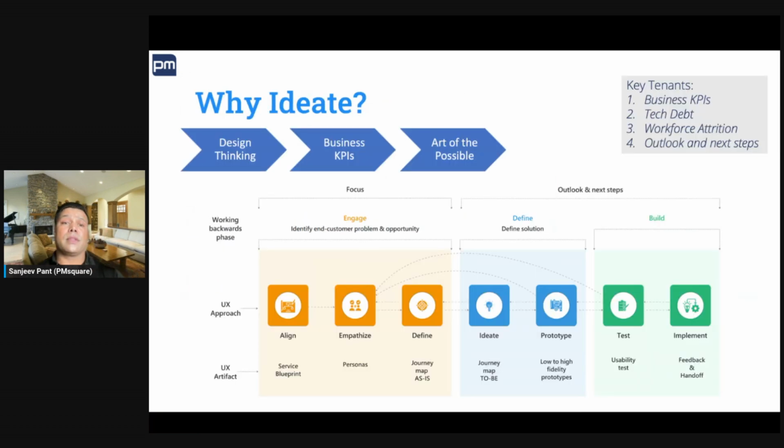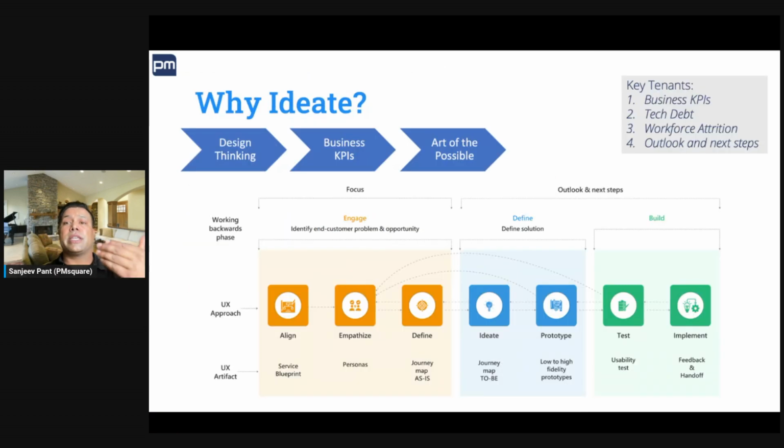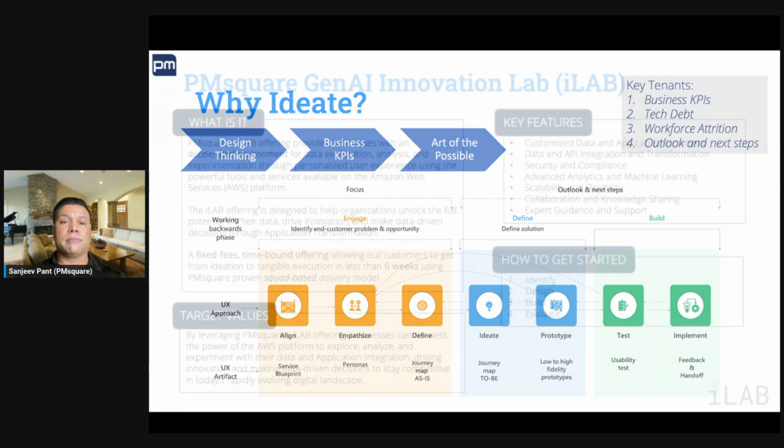So we have this thing called the ideation session. The reason we ideate is because we truly want to understand the business KPIs, what technical debt the customer has, and the maturity of your workforce. And with that, we work with the customer to build it out.